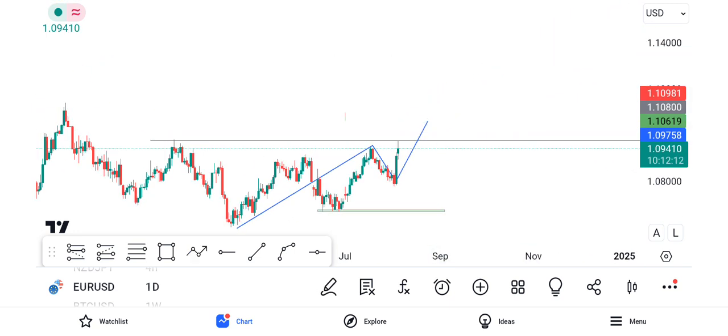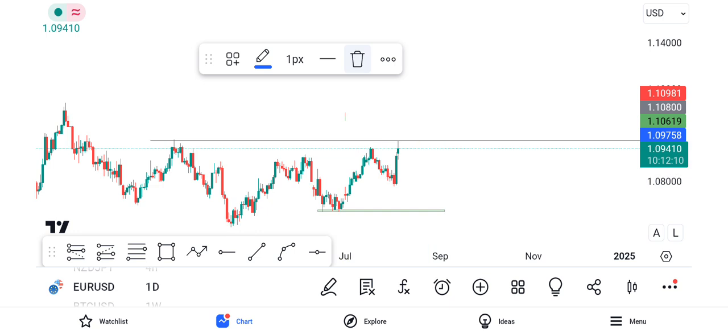But until then, before we confirm this buy, let's just see this resistance get broken, which is the overall resistance. We have to see it broken. All right, that resistance should be broken.